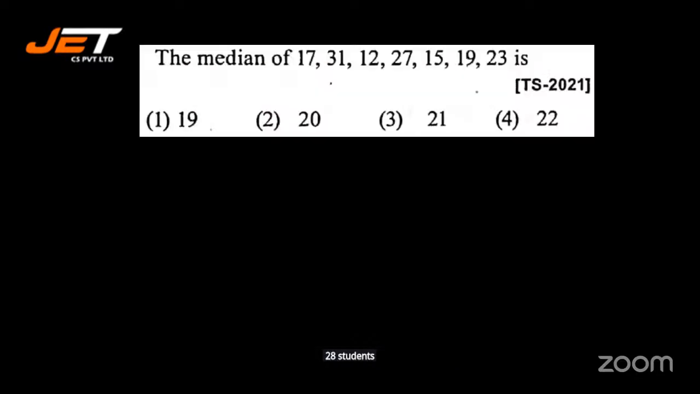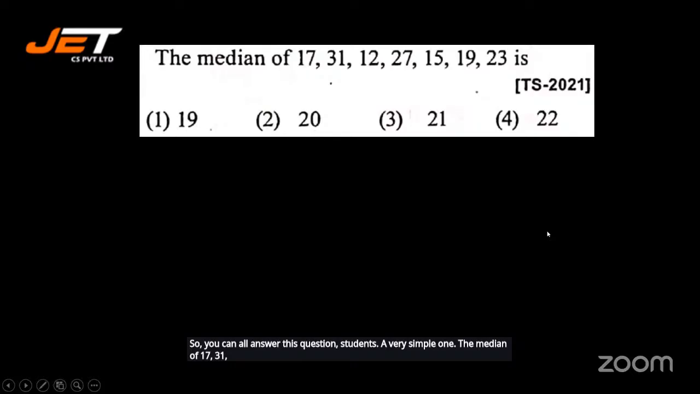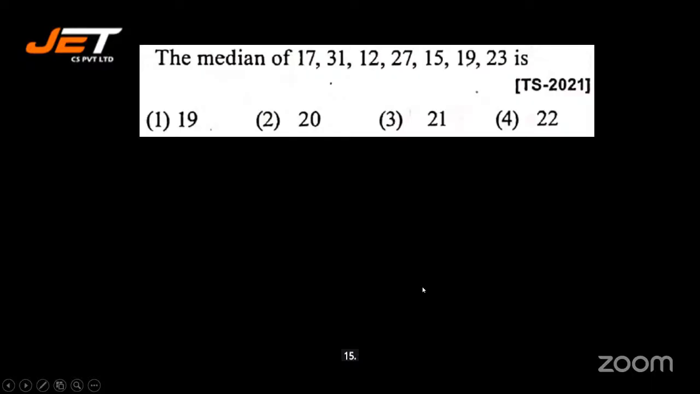All right. Yes. Now let's move on to the next very easy question. So you can all answer this question, students. A very simple one. The median of 17, 31, 12, 27, 15, 19, 23 is dash. All right. So as I told you, first arrange it in either ascending or descending order. After that, you have to check whether it is a even number or an odd number.